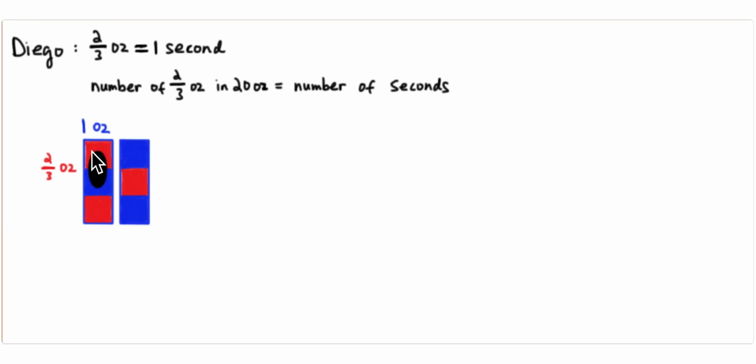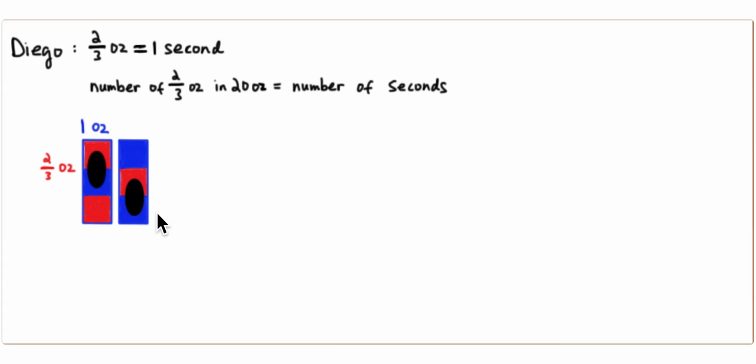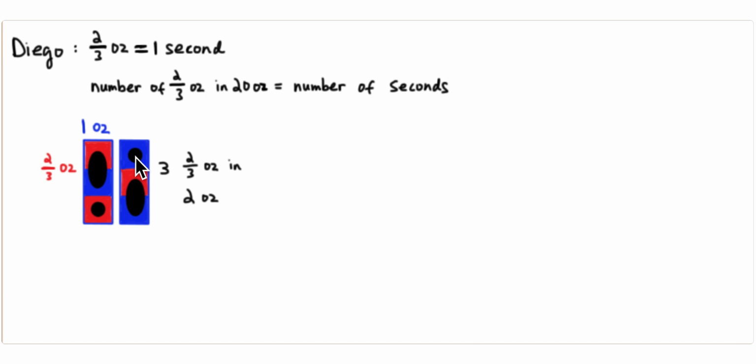Well, if this is 1 ounce, then this is 2 ounces. I'm going to use this oval here to mark the 2/3. There's a second 2/3, so a second oval right here. And I'm going to mark this 2/3 as that same circular dot right here. So how many 2/3 ounces are in 2 ounces? There's 3 of them. 1, 2, 3. So 3 times 2/3 ounces is equal to those 2 ounces. 1, 2, 3. 3 times that 2/3 equals the 2 ounces.